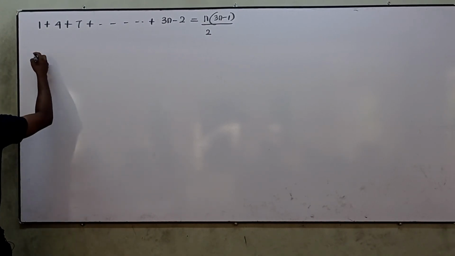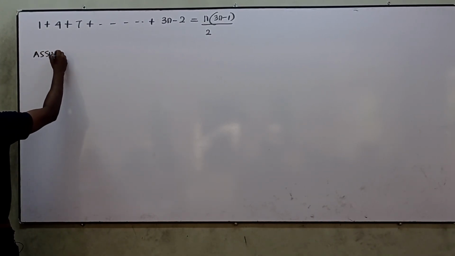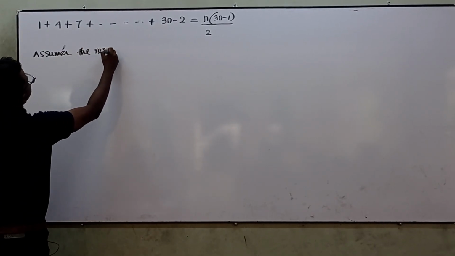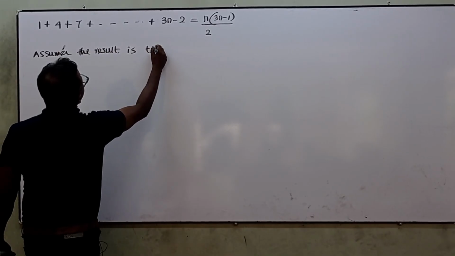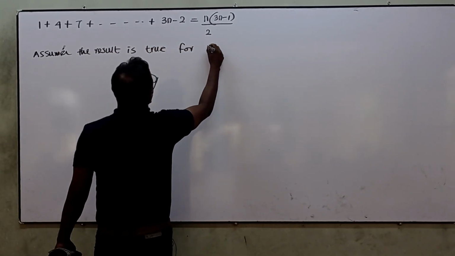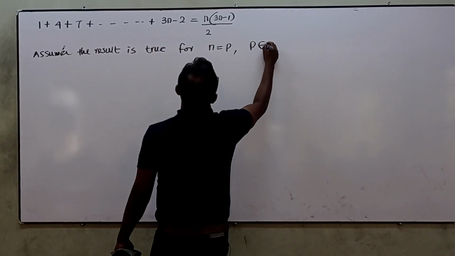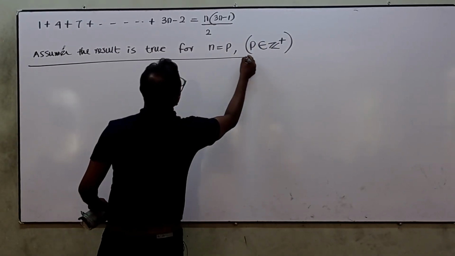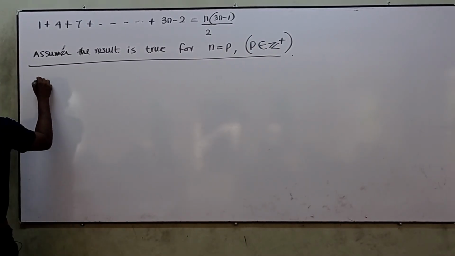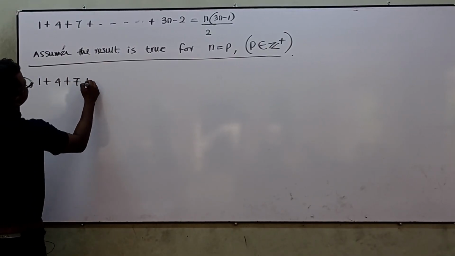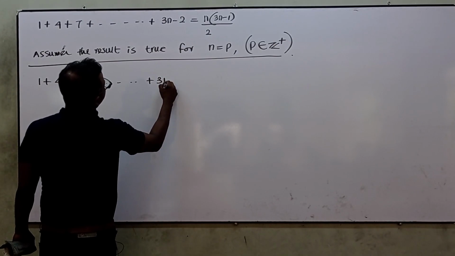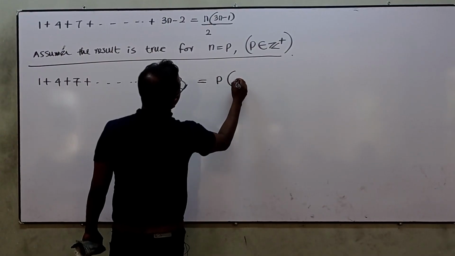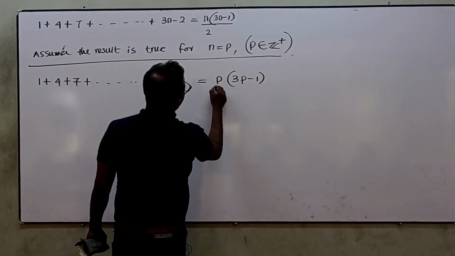Okay, now we have to assume the result is true for n equals p. Assume, the assumption base. Assume the result is true for n equals p, where p belongs to positive integers. So we have 1 plus 4 plus 7 plus ... plus 3p minus 2 equals p into 3p minus 1 over 2.